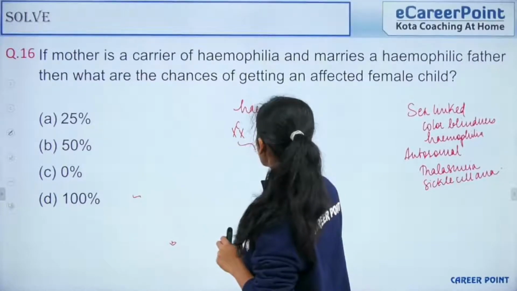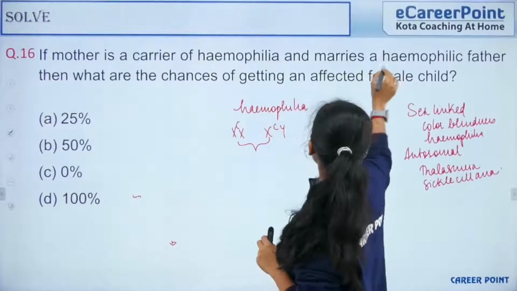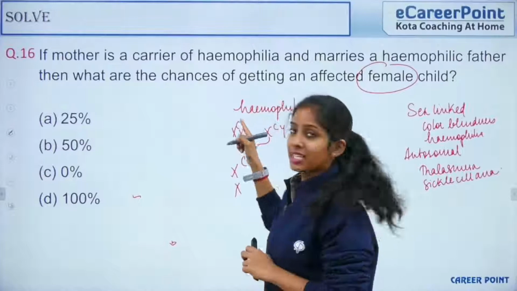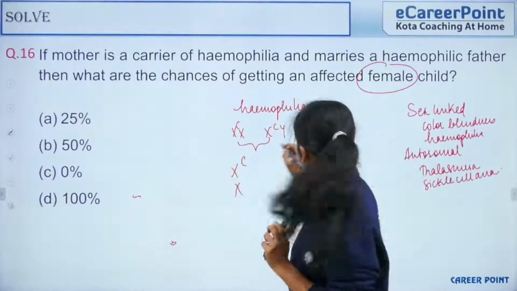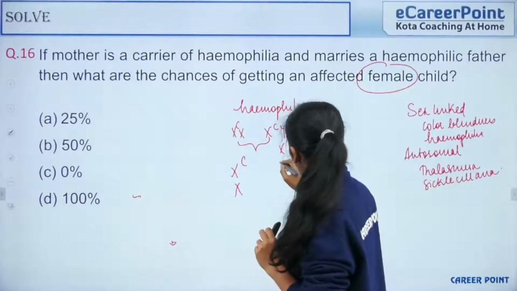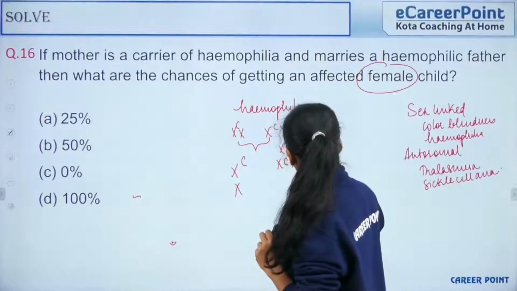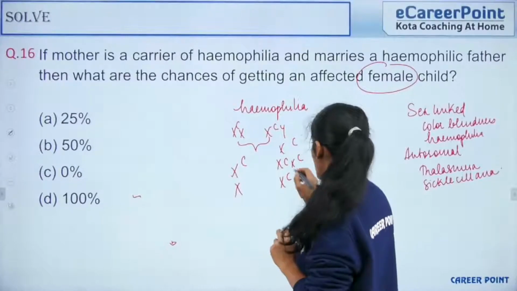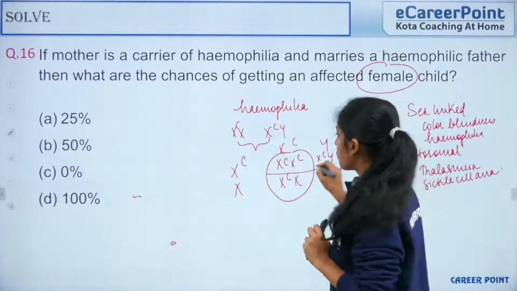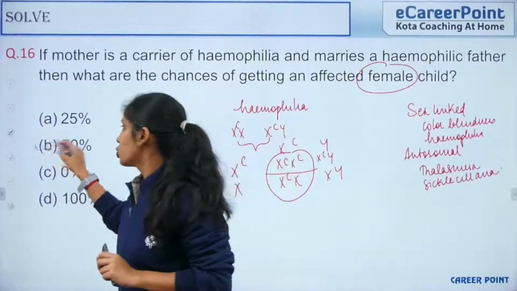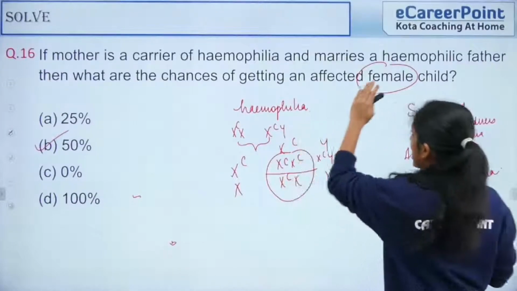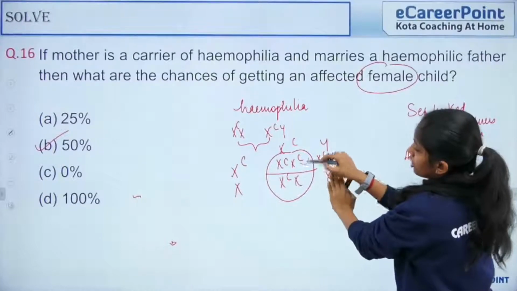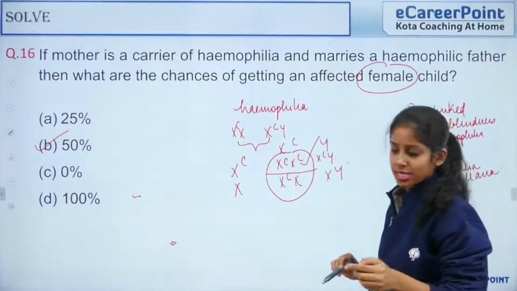So hemophilia, the mother is the carrier, and the father is hemophilic. Now what is the probability that the female child is affected? So do the cross XCX, because she is the carrier, so only one X is affected. And here it will be XCY. So XCXC, XCY, XCX, XY. These are the female children, only one female child will be affected, so it is 50%. Since they are asking only about the female child, the percent affected will be 50%, alright.